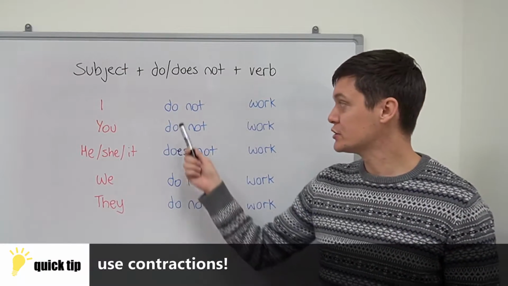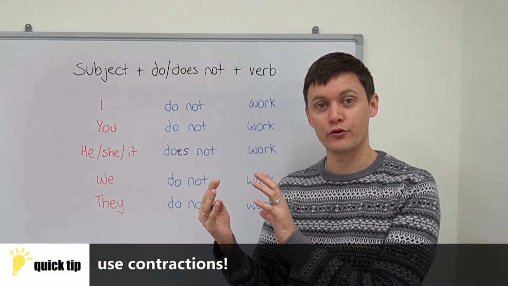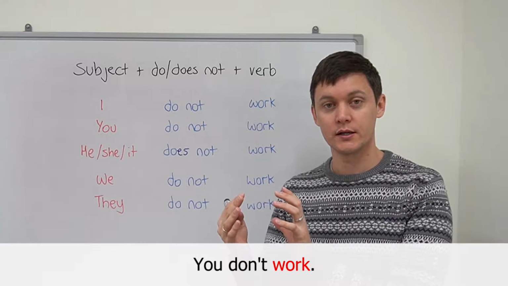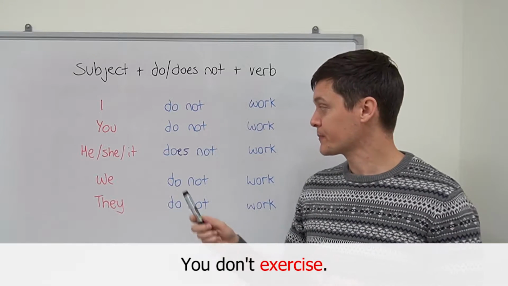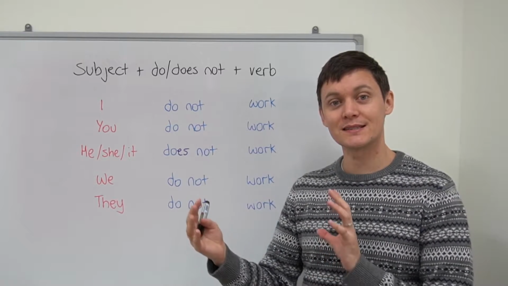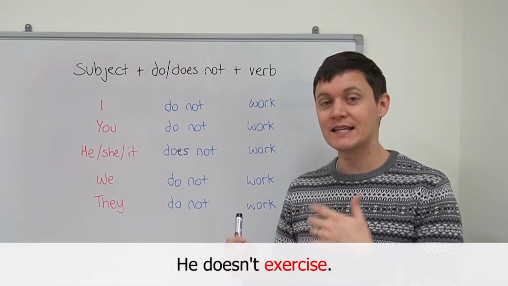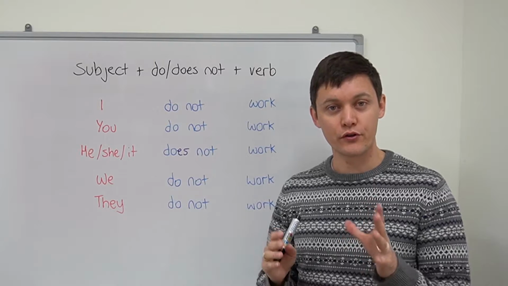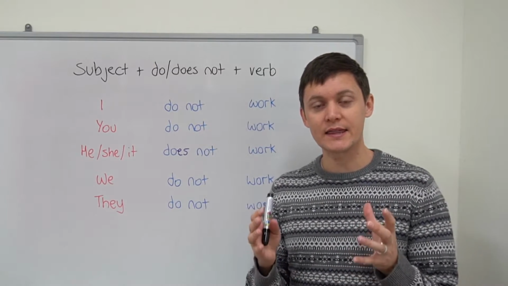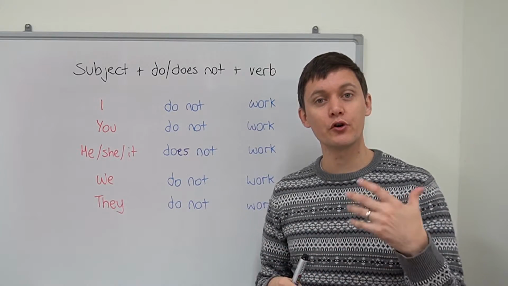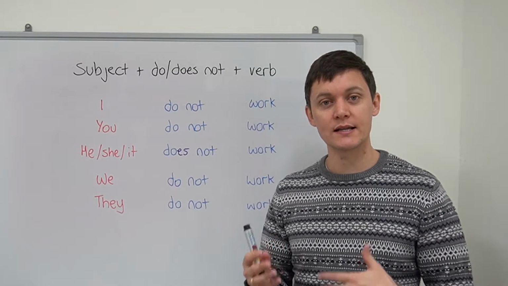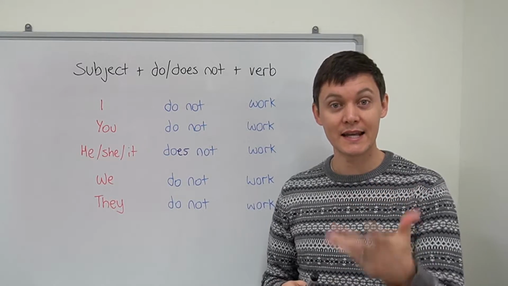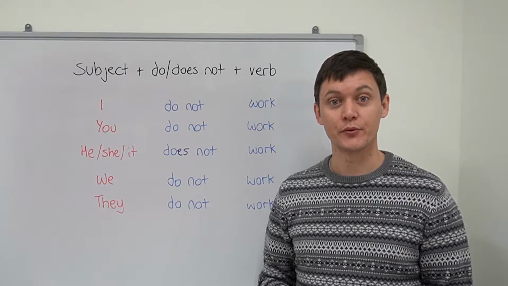So in this case, do not becomes don't. I don't work. You don't work. You don't exercise. Does not becomes doesn't. He doesn't exercise. She doesn't study. So don't forget your contractions. I think at a lower level, even though you're a beginner speaker, try to start building that habit of contracting. So that's the negative form of present simple.